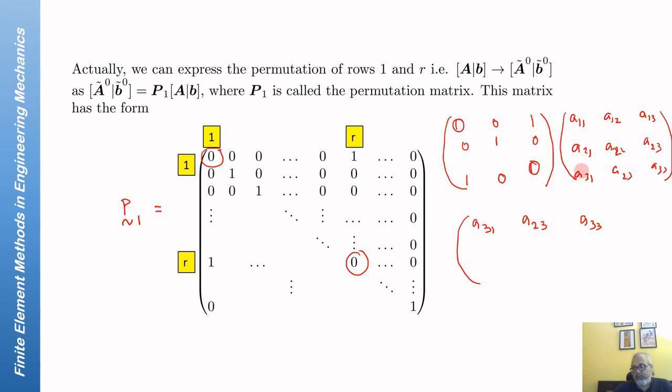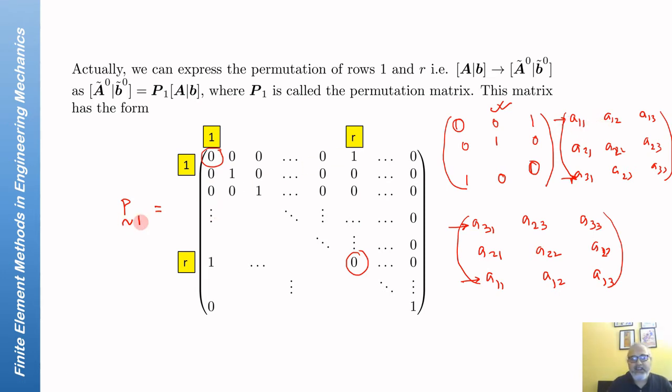So this row into the first one will give you A21, A22, A23. So the row 2 remains where it is, and then here this into this will give you A11, this into this will give you A12, this into this will give you A13. So you see that this was the original thing. This was the first row. This has become the third row. This is the third row. This has become the first row. So this matrix did the trick of swapping rows 1 and 3.